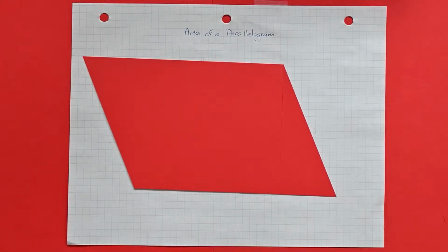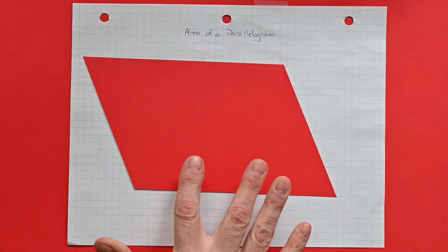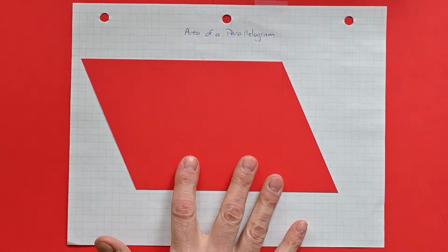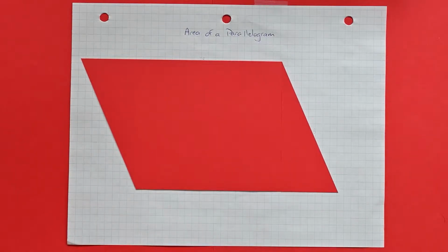Grade 7. Welcome to Math with Mr. S. You were just reviewing how to find the perimeter and area of a rectangle and are now going to consider with me how to find the area of a parallelogram.